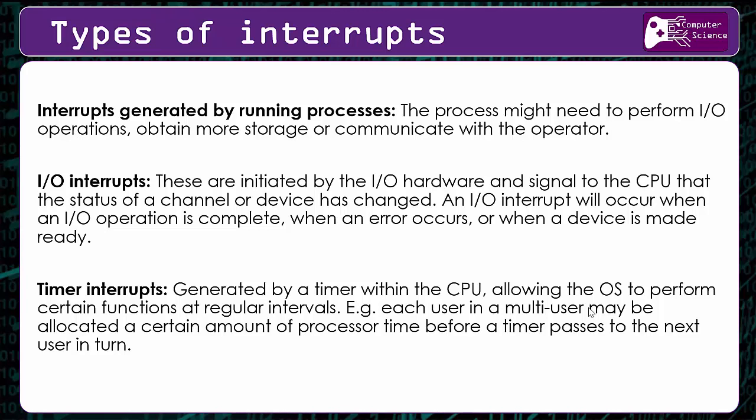An input-output interrupt will occur when an input-output operation is completed, or when an error code is shown up, or when the device is made ready. Timer interrupts, these are generated by a timer within the CPU, and they enable the operating system to perform certain functions at regular intervals, e.g. a user in a multi-user operating system might be allocated a certain amount of time of the processor before the time passes to the next person.